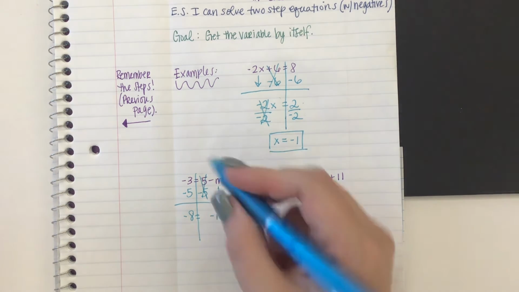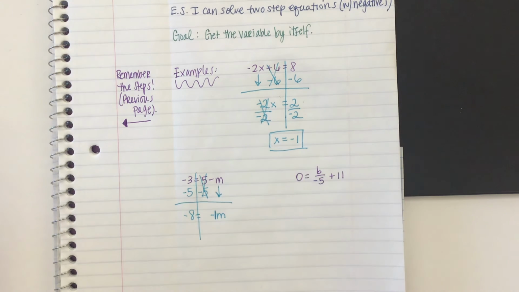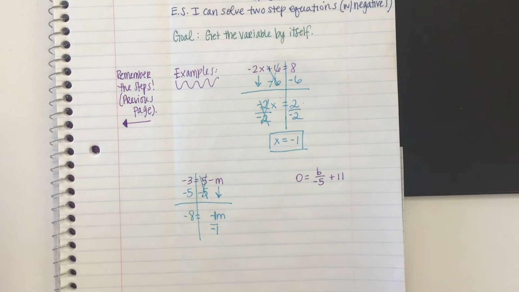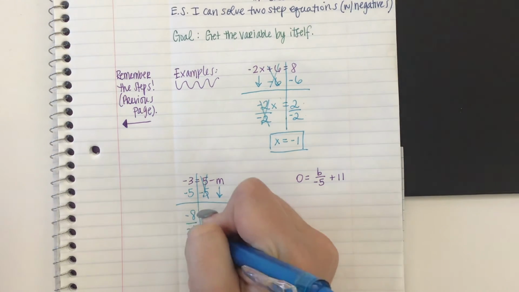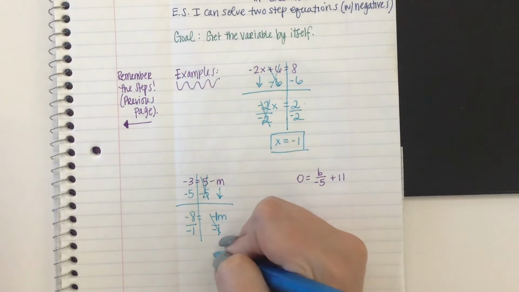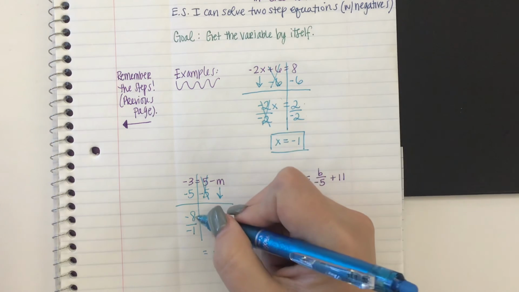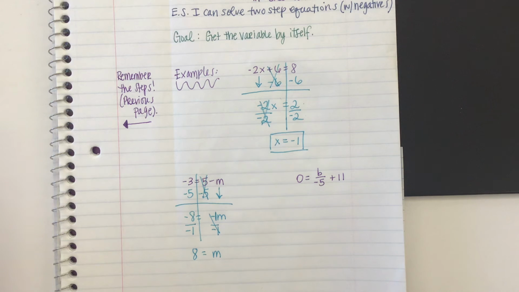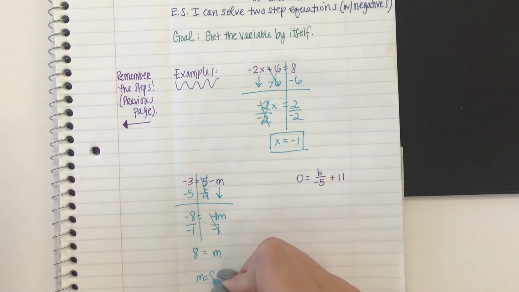This -m really means we have a -1m. And we still need to get rid of that -1 to indeed get the variable by itself. And again, the opposite of multiplication is division, so I would divide by -1. But whatever I do to one side, I must do the same thing to the other. So then this goes away, and we get m is equal to -8 divided by -1, which is +8, because a negative divided by a negative is a positive. So m equals 8.